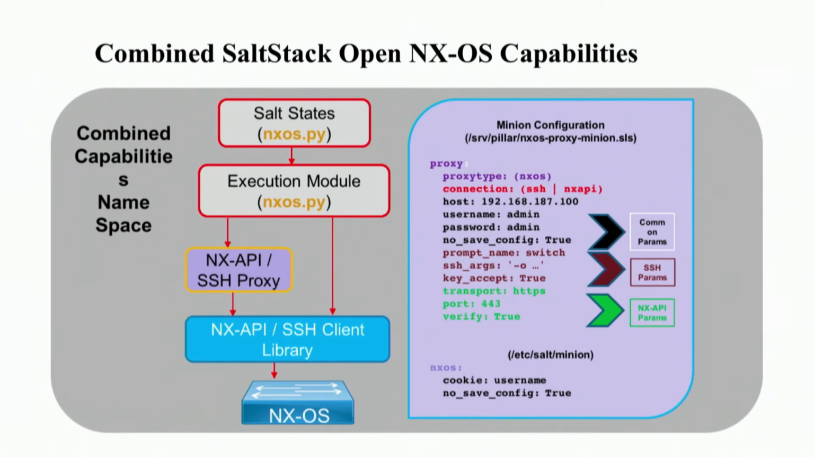We've already talked about no save config, what that means. But then there's also this parameter called cookie. What is cookie? Well, if you're using the minion on box and you're using a non-admin user account, you can specify a cookie to be whatever that user is. And so you can actually connect using that user instead. That's an additional capability that we've added.